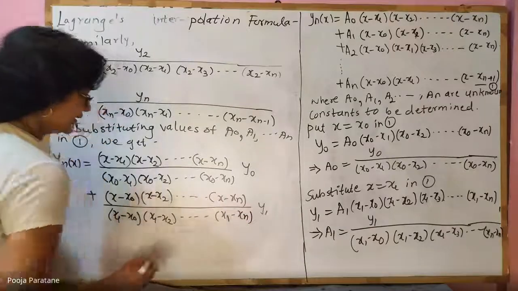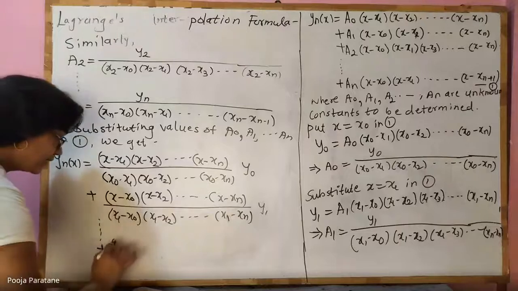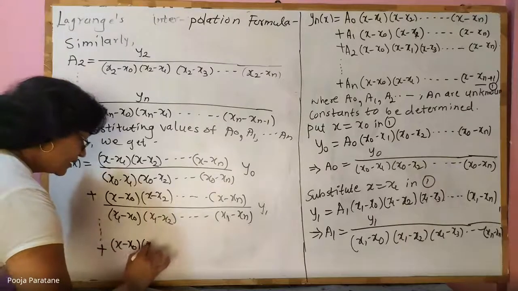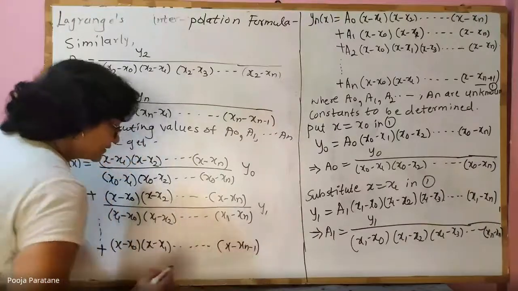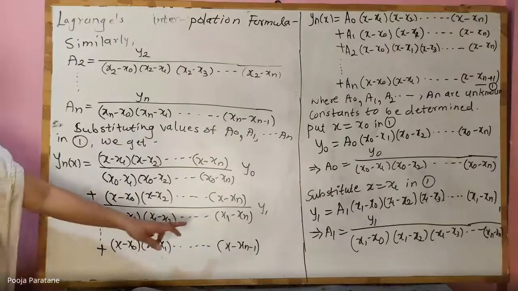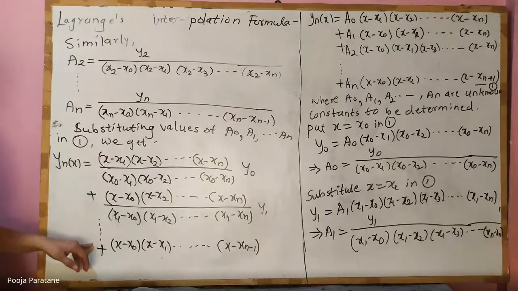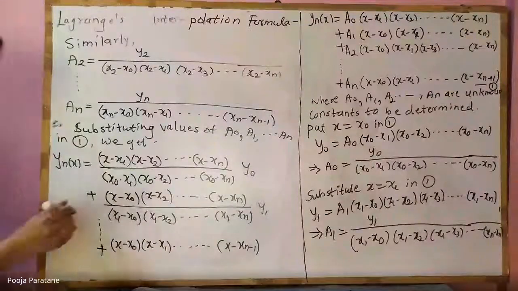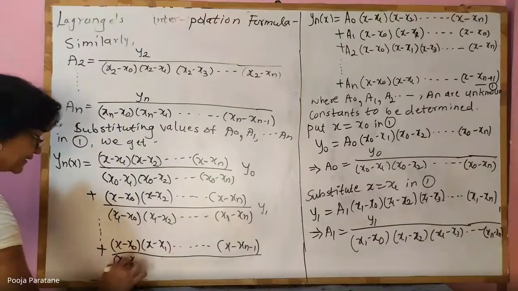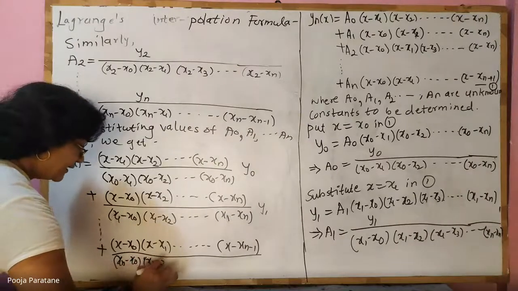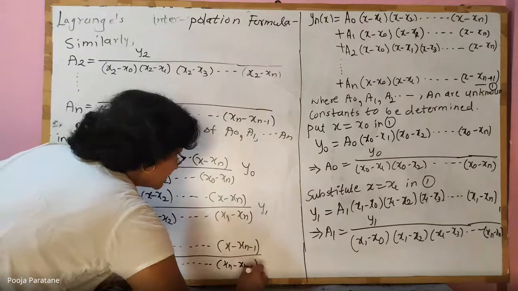Similarly, we can write down the nth term as x minus x0, x minus x1 up to x minus xn minus 1. Just write it carefully here, up to x minus xn minus 1, because we are writing the last term which is related to the point xn, yn, upon now xn minus x0, xn minus x1 up to xn minus xn minus 1, into yn.